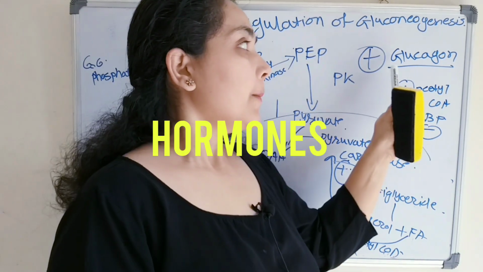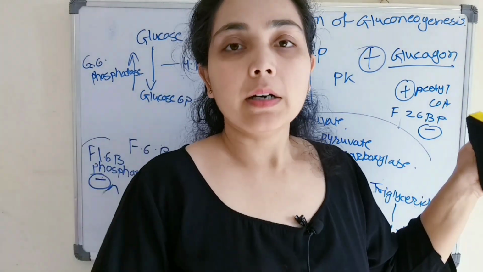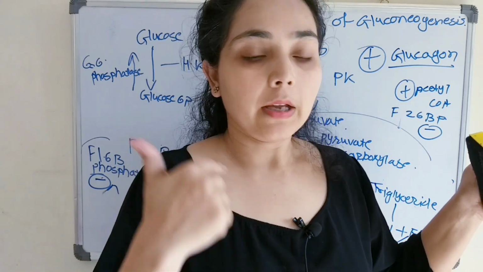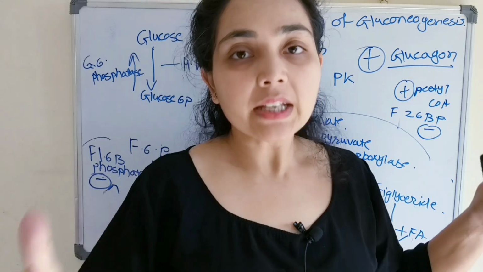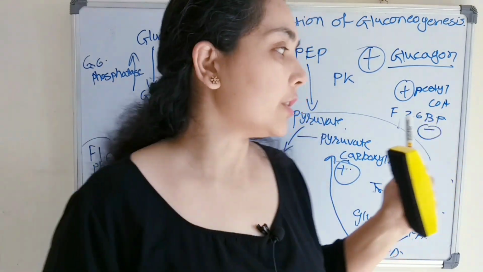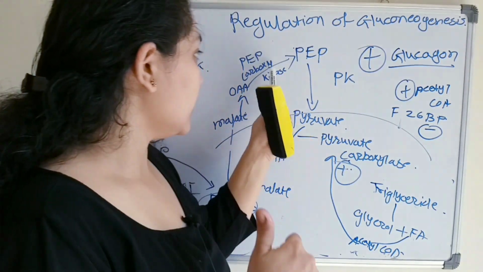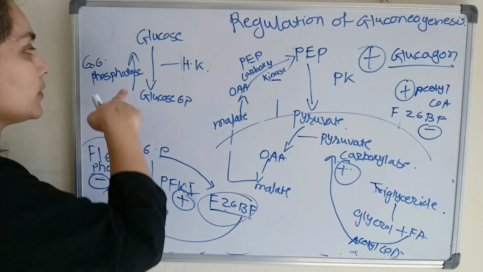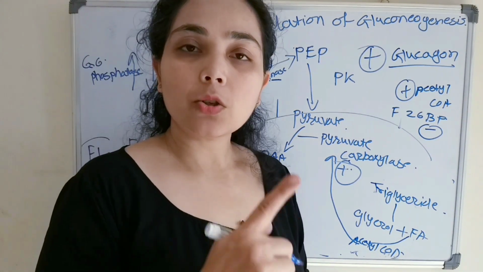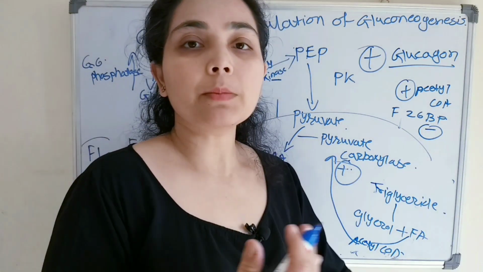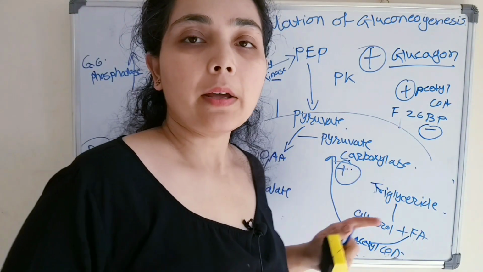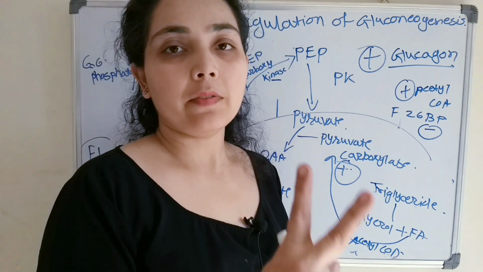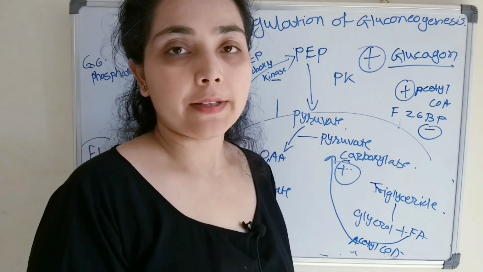So glucagon will not only increase the rate of reaction, but it will also enhance the gene expression of certain enzymes which are helpful in gluconeogenesis. For example, phosphoenolpyruvate carboxykinase, fructose 1,6-bisphosphatase, and glucose 6-phosphatase. So the number of these enzymes will also increase. So that acts as a positive regulator. It will increase the rate of reaction, as well as the gene expression, or the number of enzymes.